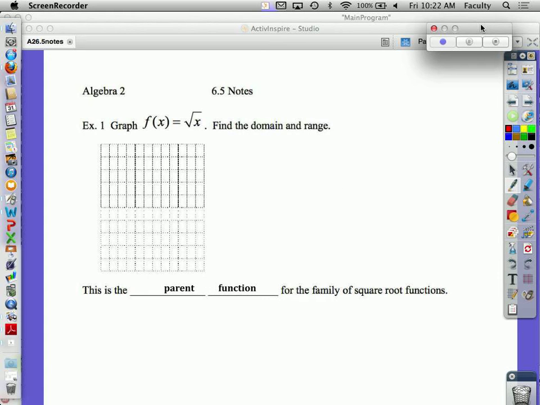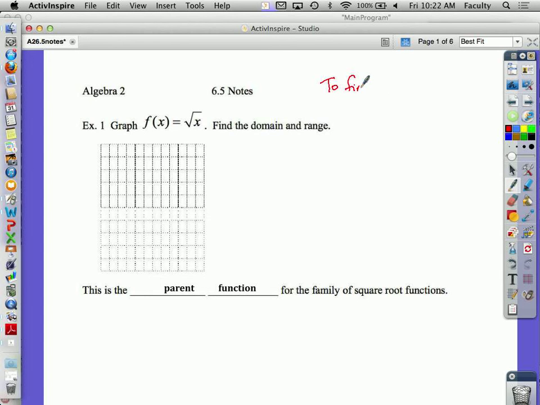Graph f of x equals the square root of x, and it says find the domain and the range. So let's write ourselves a note. To find the domain of a square root function, and we've already talked about this, but we're going to state it again.